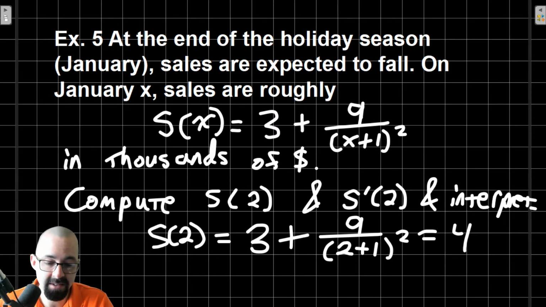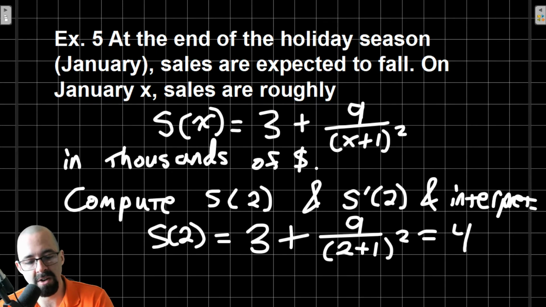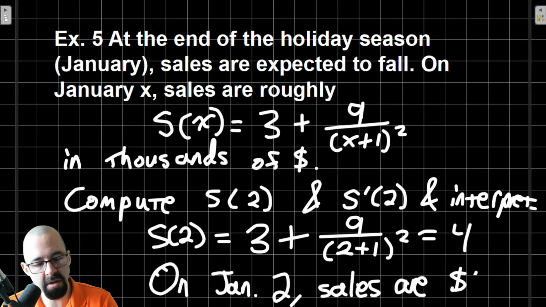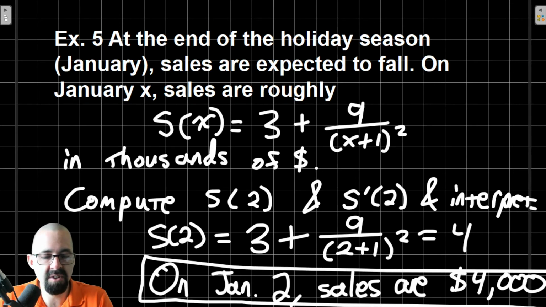So the sales on January X, here X is 2, that's what X means, the day of January. So on January 2nd, sales are 4,000 big ones. And that's the first part of our answer here. We computed S of 2 and interpreted it. Now we're going to compute the derivative and interpret that.